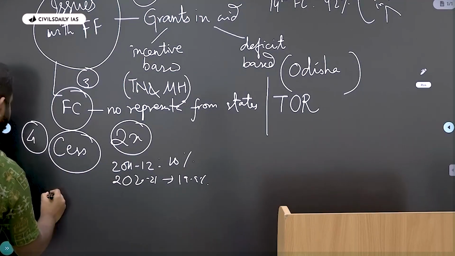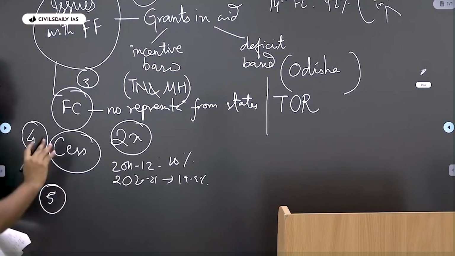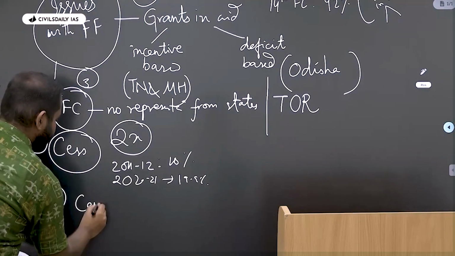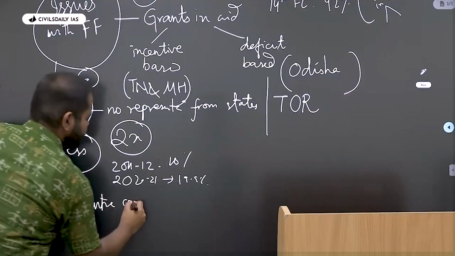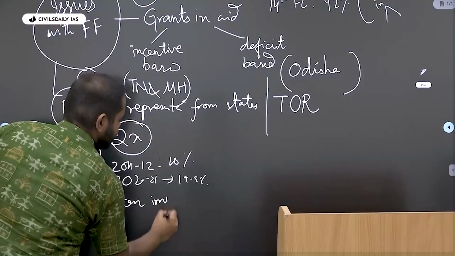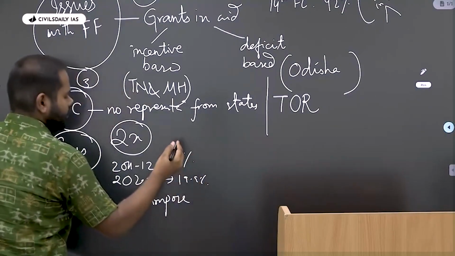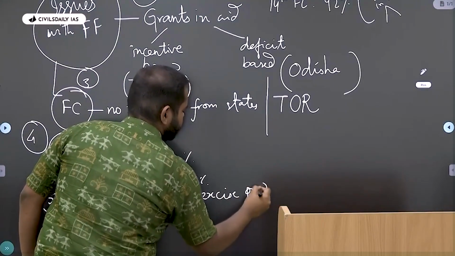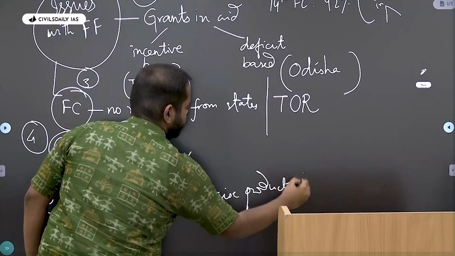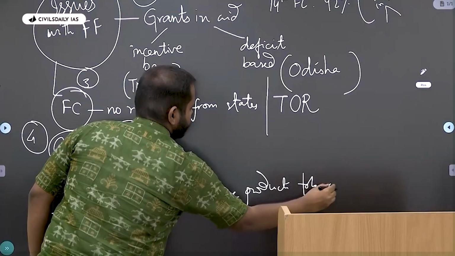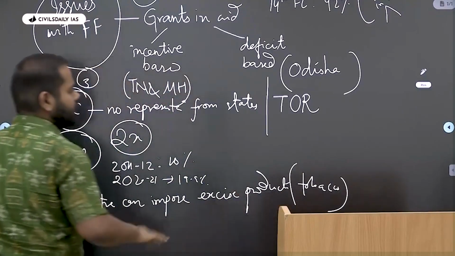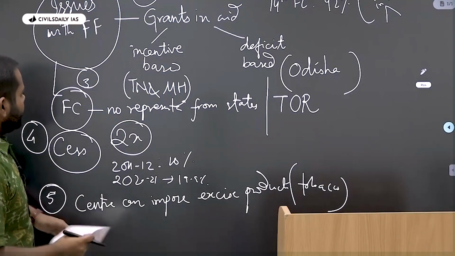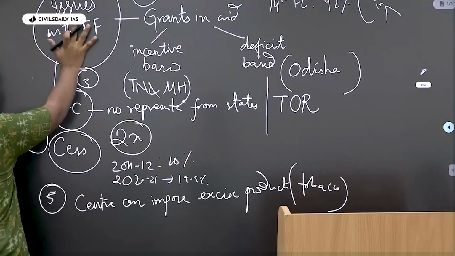Again, in spite of GST being in place, the center can impose excise duty on certain products like tobacco, which increases its additional taxation pool even more.